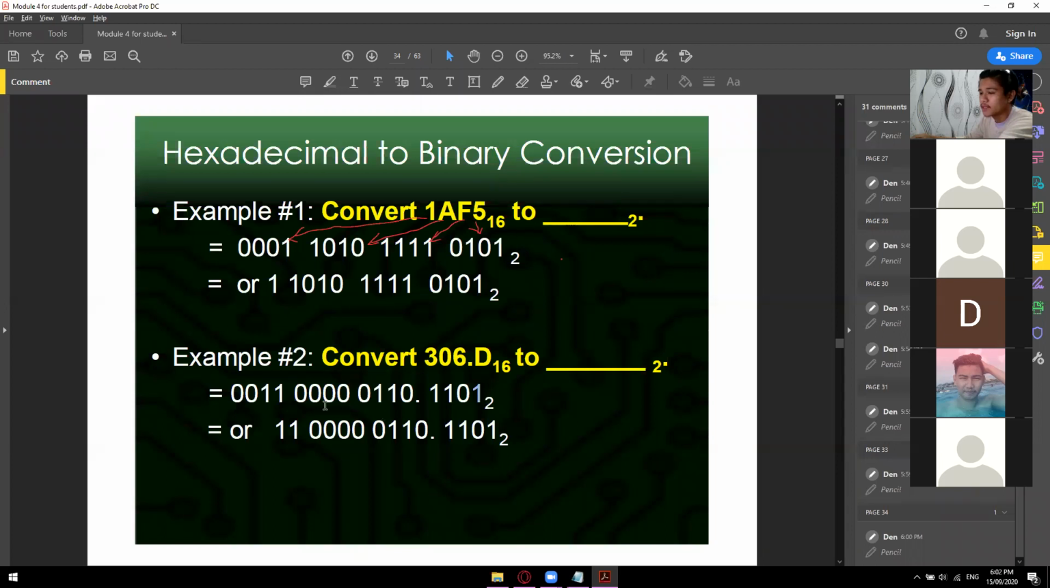Okay? And then to simplify this one a little bit more, just remove those 2 zeros, and then have this one as your final answer, which is the same also. Clear naman? So, sinong naguguluhan pa?